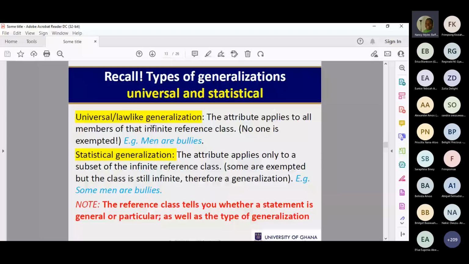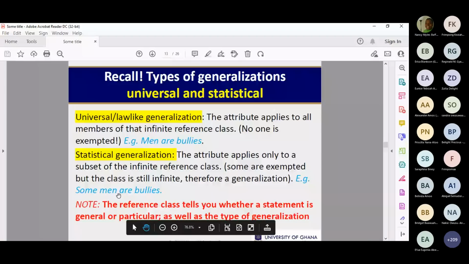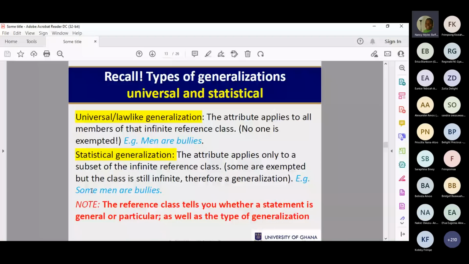But look at this. If I said some men are bullies, the reference class is still men. But this time, men has been qualified. I've exempted some participants, some people in it. Some of the references in this class have been exempted. I said some men, 50% of men have done so and so and so. That's a statistical generalization. It's still a generalization because I'm talking about men. That one is an open set, never ending.